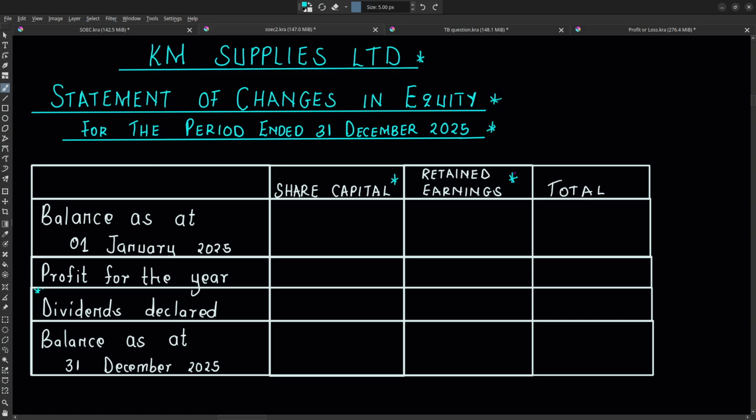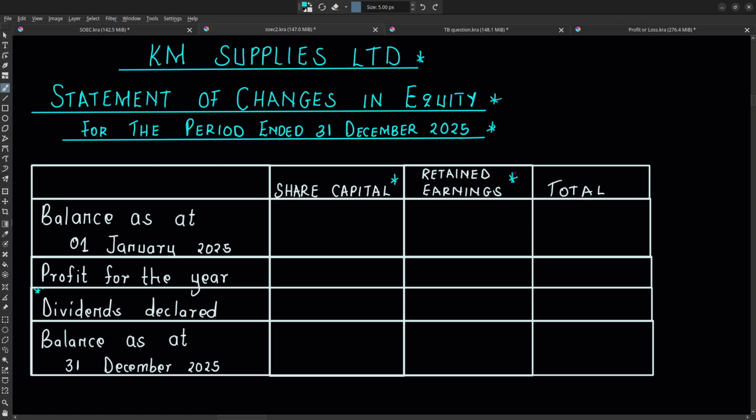With that, you are going to notice you have different components in this statement of changes in equity, depending on the operations of that business and how they have structured their equity. For this example, we have share capital and retained earnings. Always you will find retained earnings in most cases, and sometimes you will find reserves and share premium. So it depends on the scenario of the business and how they have structured the equity. You can also find revaluation reserves.